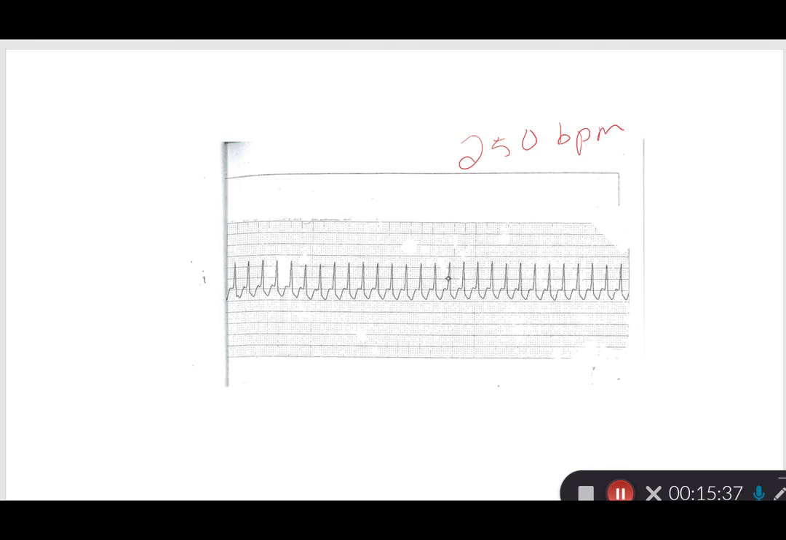It is narrow, so we can definitely see that this is a narrow complex here. So not like a VTAC. And it's going so fast, I can't tell if it's going to be atrial, junctional, or sinus, so we're going to call that SVT.